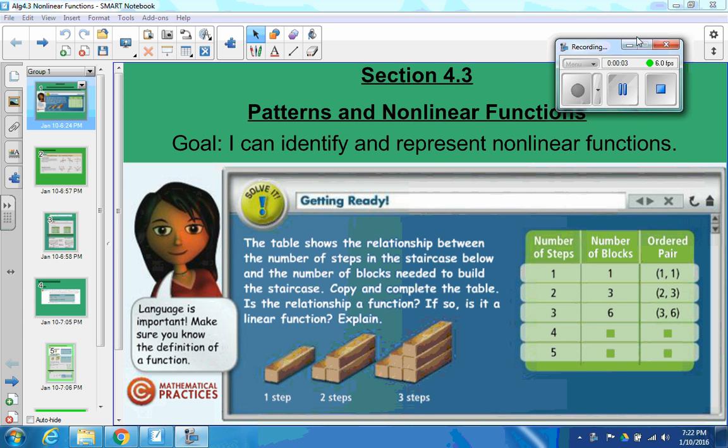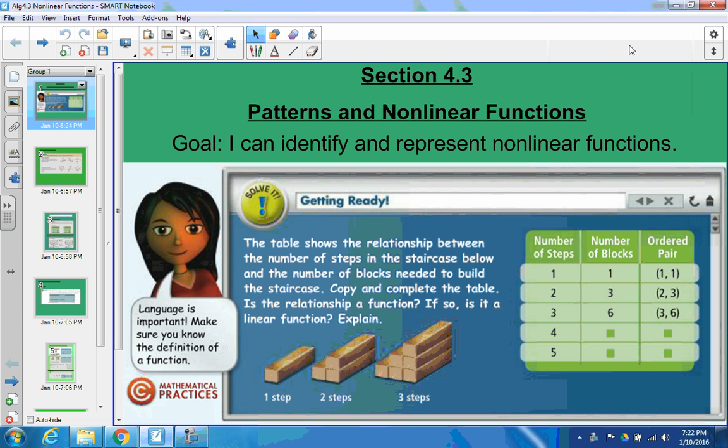Hello, hello, hello. This is section 4.3 in chapter 4 about functions, and this section is about nonlinear functions, so patterns and nonlinear functions. So what do we do with nonlinear functions? How are they different than linear functions? So the goal to write down right now: I can identify and represent nonlinear functions. So far we've done looking for linear and representing linear functions. We're going to do the same thing with nonlinear functions today.